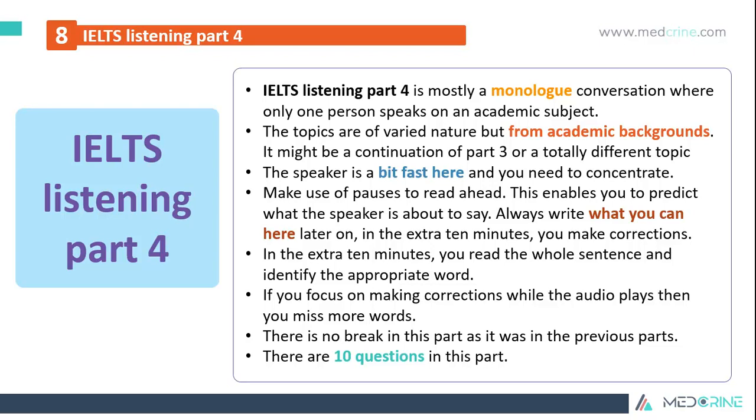In this extra 10 minutes you read the whole sentence and identify the appropriate word. If you focus on making corrections where the audio plays, then you miss more words. And remember, in IELTS Listening Part 4 there is no break, as there was in the previous parts, so you need to be very keen in this section. There are 10 questions in this part, and each question again has 1 mark.